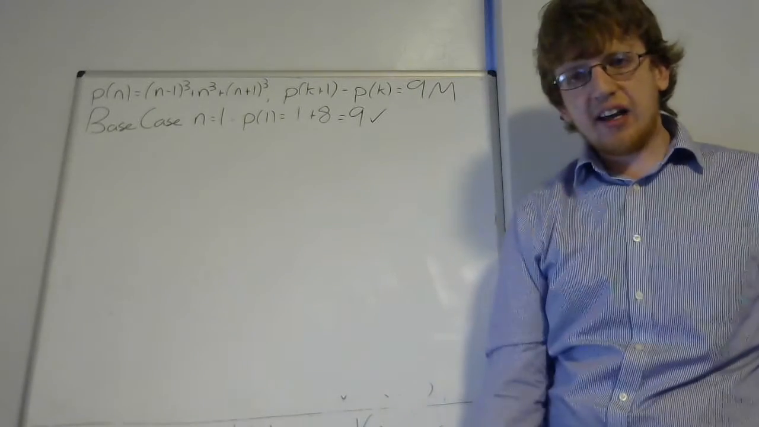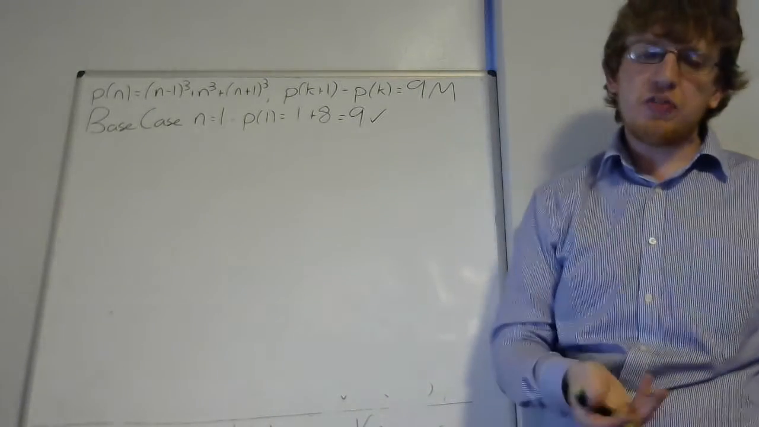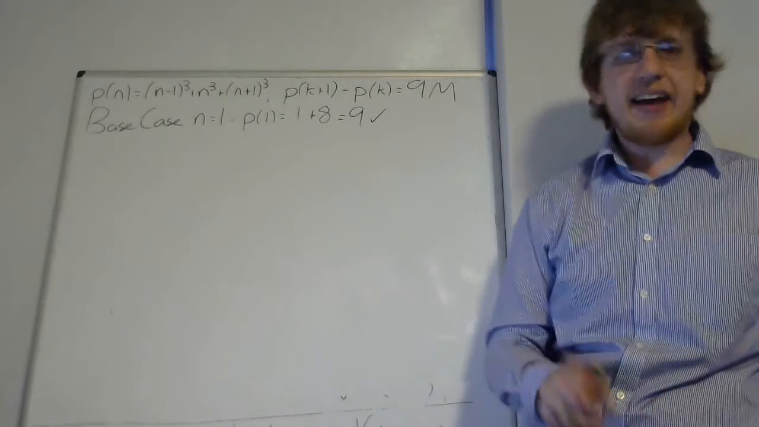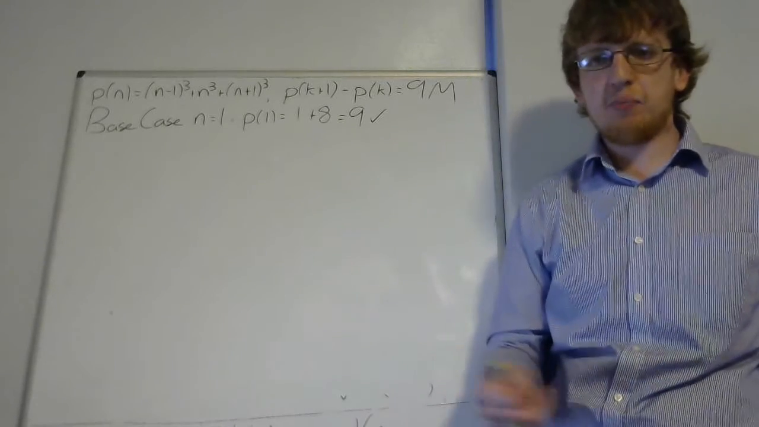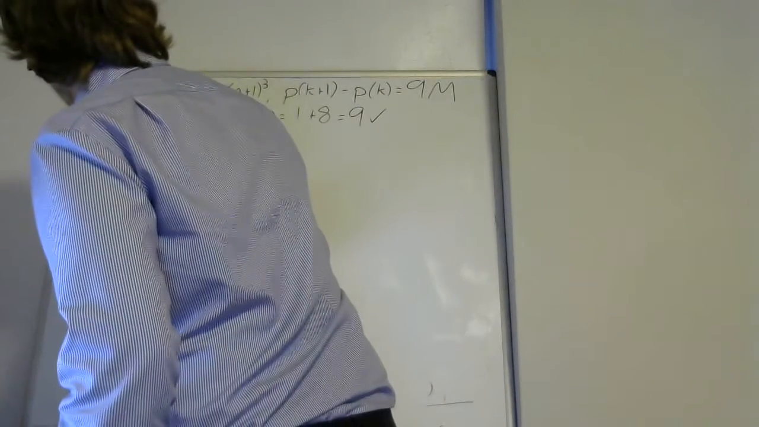Okay, how does induction work? You assume the thing is true for one number, and then you prove it's true for the next number. So let's start with that. So assume for n equals k.